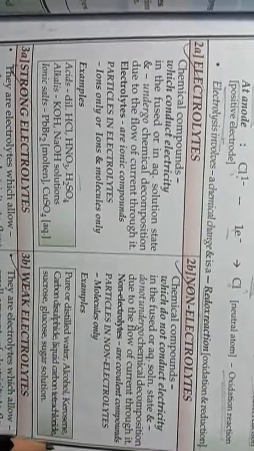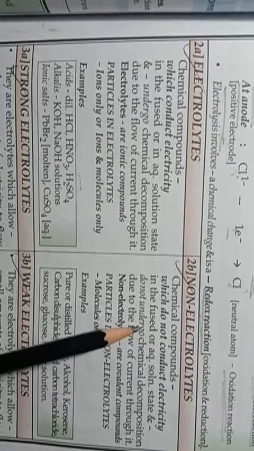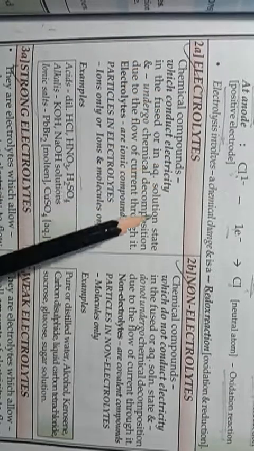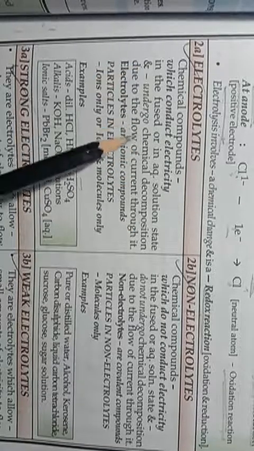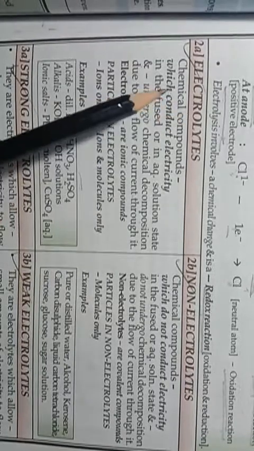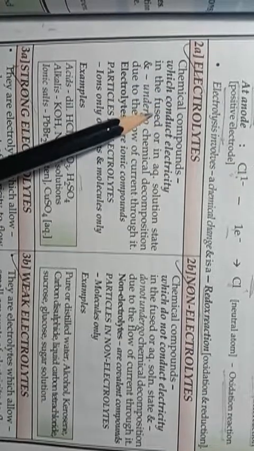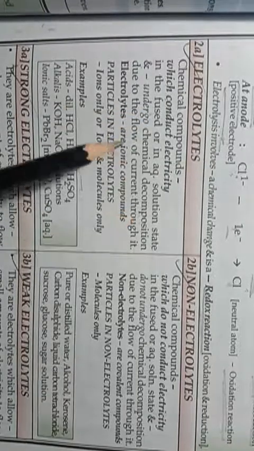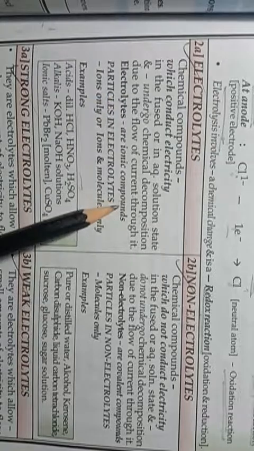The next heading: electrolytes and non-electrolytes. So, differences between these two types of compounds. Electrolytes are chemical compounds which conduct electricity in the fused or aqueous solution state and undergo chemical decomposition due to the flow of current through them. So electrolytes are the compounds which pass electricity through them in their fused or aqueous state and undergo chemical decomposition.